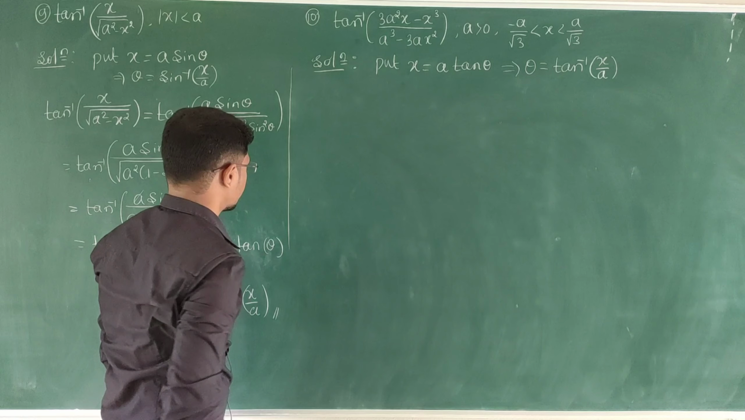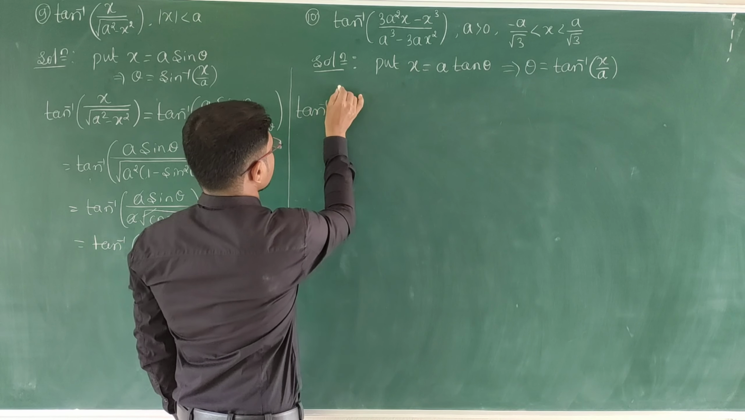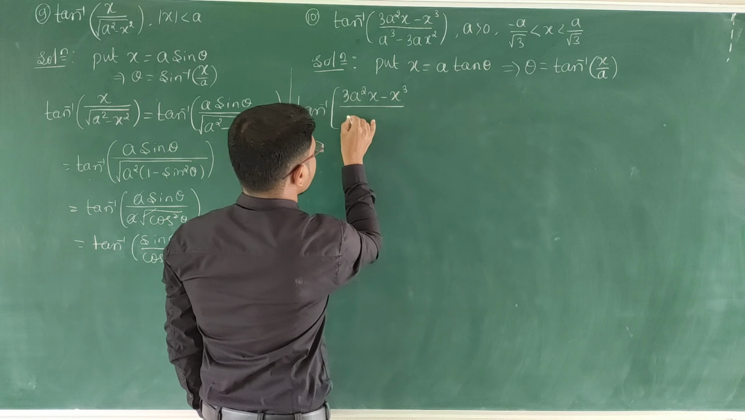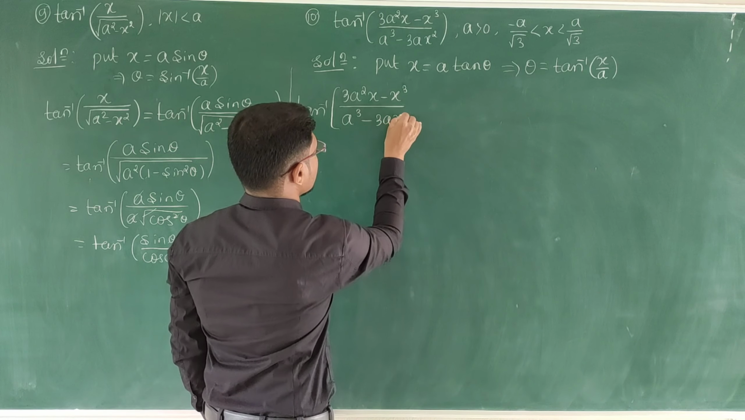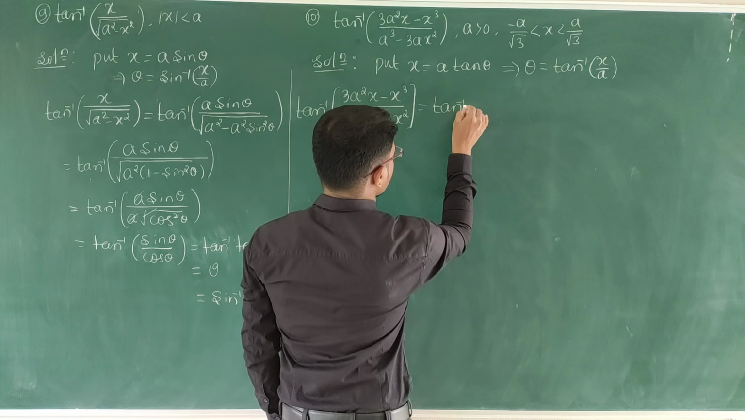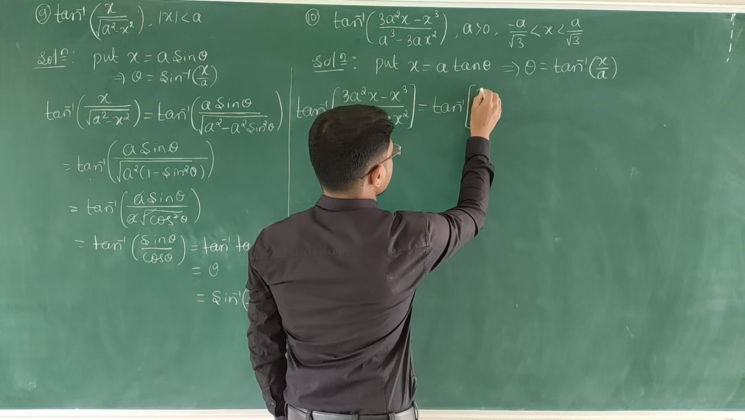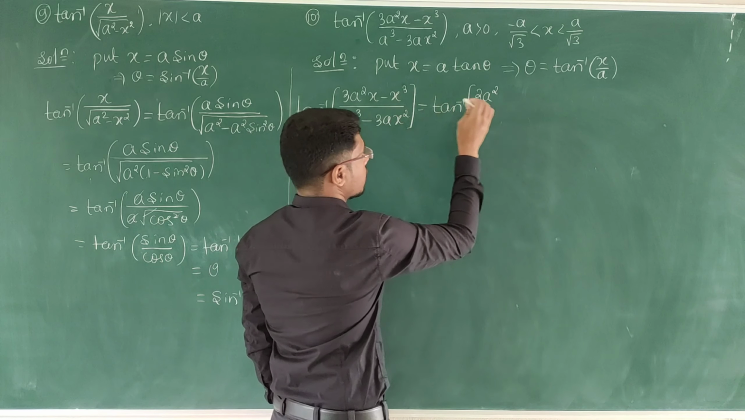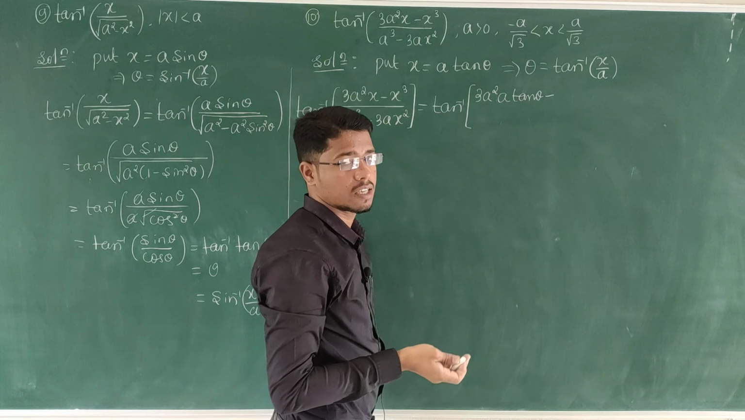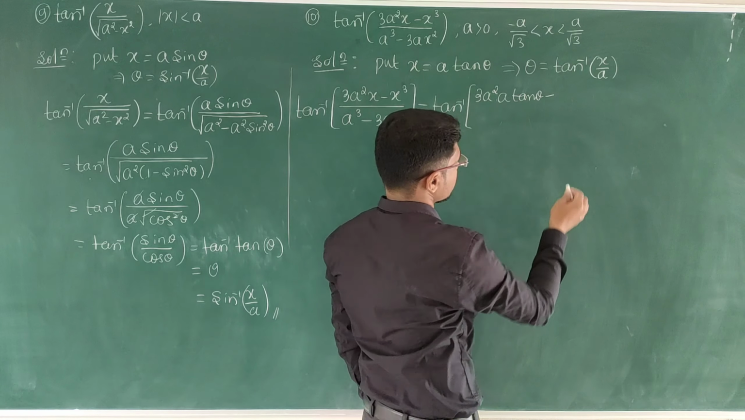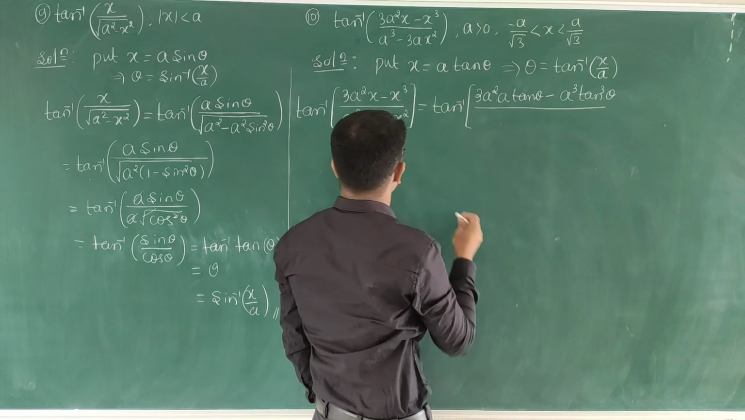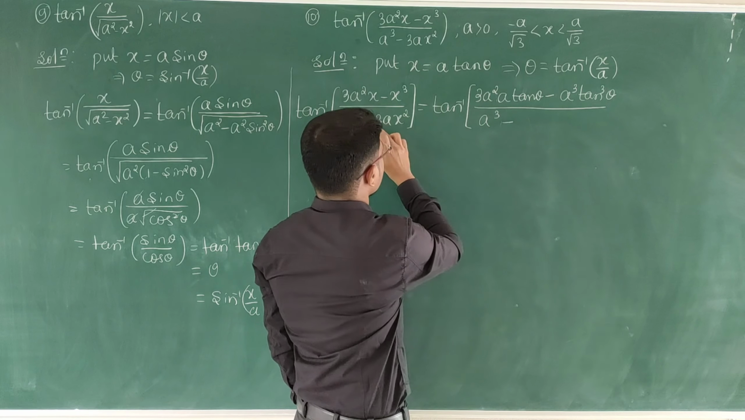Now take the problem: tan inverse of 3 a square x minus x cube divided by a cube minus 3 a x square. This is equal to tan inverse of 3 a square as it is, x means a tan theta, minus x cube, where x cube means a cube tan cube theta, divided by a cube as it is minus 3 a.